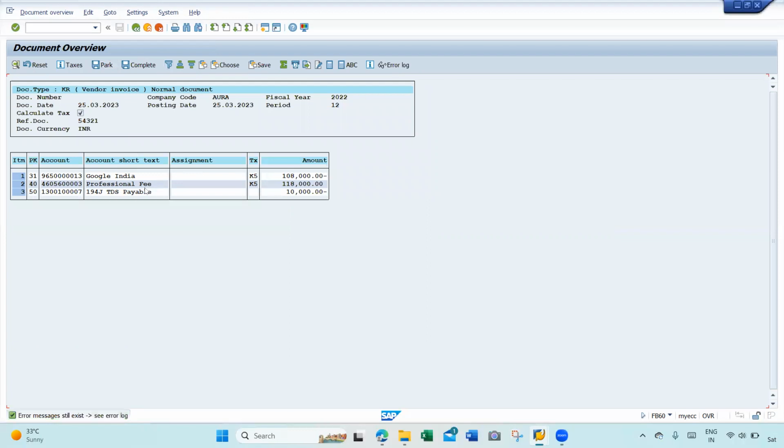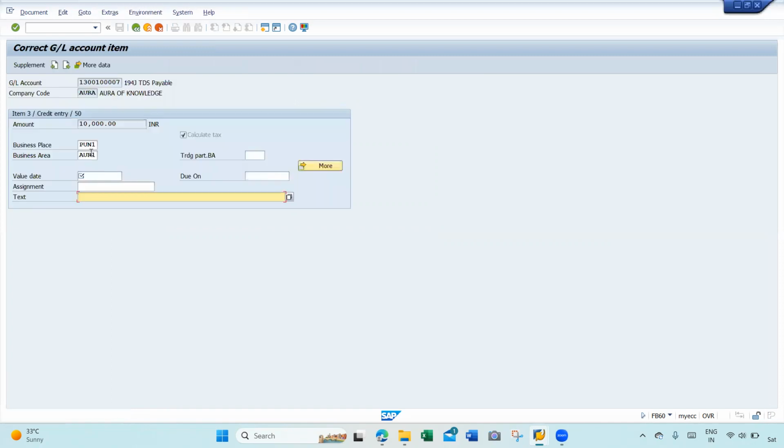You see here now, professional fee is debited with 1,18,000. Actually the basic amount is only 1 lakh, because I have selected K5, the tax code, which means there is no input credit on purchases. So the 18,000 is being added to the expense itself directly. But TDS is deducted on the base amount of 1 lakh, and the net figure is going to Google India, who is the vendor.